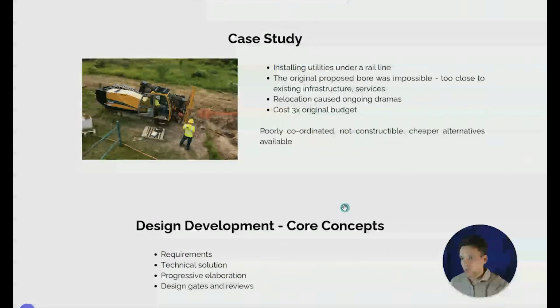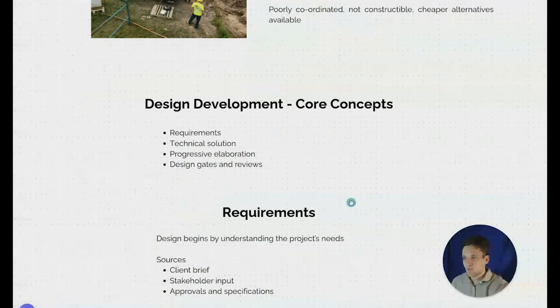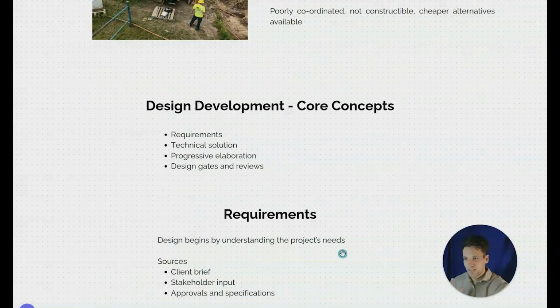Okay, so next up, I'm going to talk about the core concepts of design development. We've got requirements, the technical solution, progressive elaboration, and design gates and reviews. These are the core concepts you need to understand design development. Okay, so first up, we've got requirements, and we've already spoken about this a little bit, but the entire design development process needs to begin by understanding the project's needs and objectives.